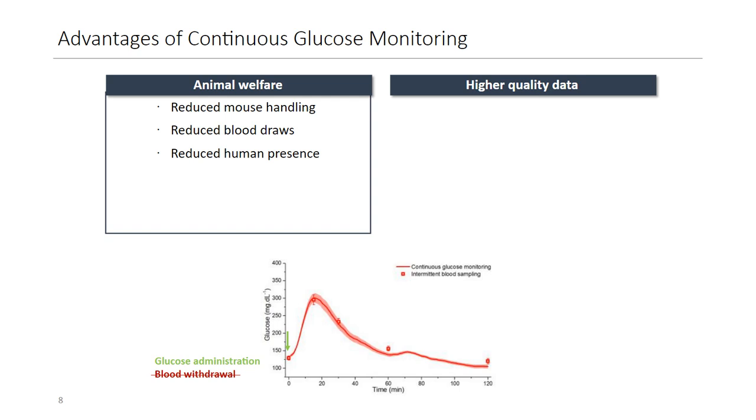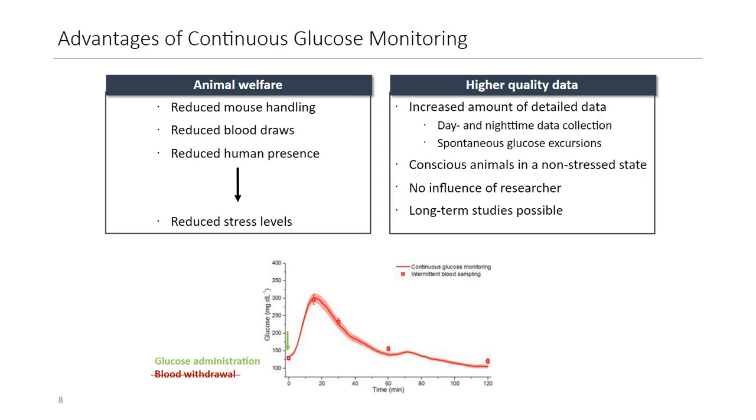So the advantages of continuous glucose monitoring are that you don't have to handle the mice as much, you don't have to take that many blood draws, and there is a severely reduced human presence. And all of this leads to reduced stress levels in the mice. On top of that, you have a tremendously increased amount of detailed data.